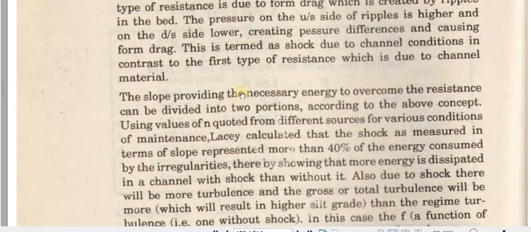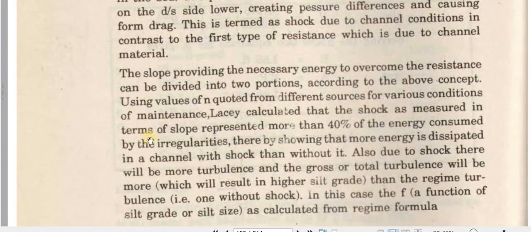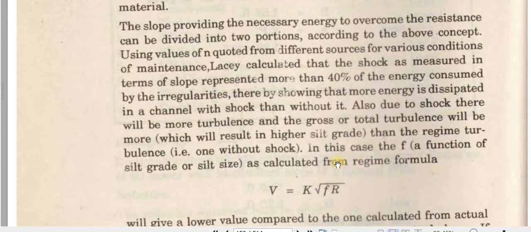The slope which provides the necessary energy to the flow overcomes the resistance of the soil, and it can be divided into two portions according to the above concept, using values from different sources, from experience or from experiment for various conditions. And Lacy calculated that shock, as measured in terms of slope, represented more than 40% of the energy consumed by irregularities. For example, if flow is offering 100% energy, then 40% energy is consumed due to shocks by the irregularities of the bed and the banks, showing that more energy is dissipated in a channel with shock than without it.